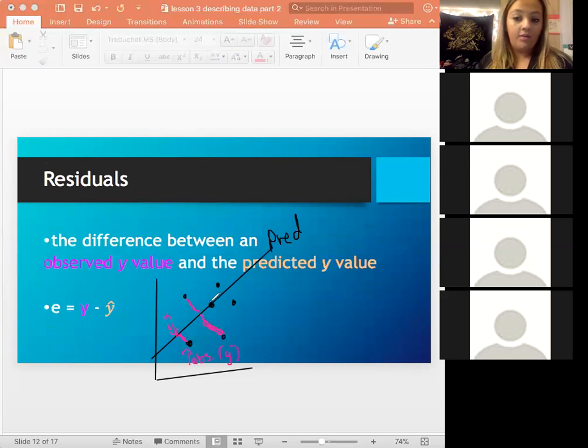And then technically, what would the residual of this one be that's right on the line? Thinking conceptually about it. Yes, great job, Laura. That would be zero, because your observed y value is on the line and your predicted is also on the line. So there's a residual of zero. It's not any amount from the line. All these pink lines I'm drawing are our residuals, which is how we get it with this equation.